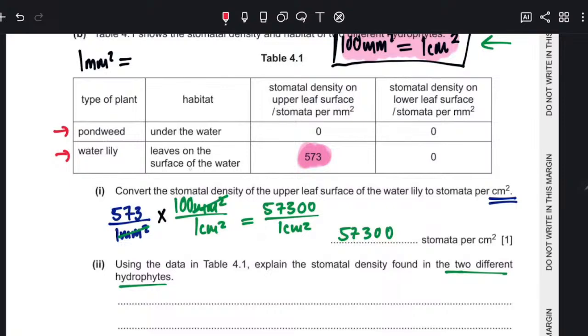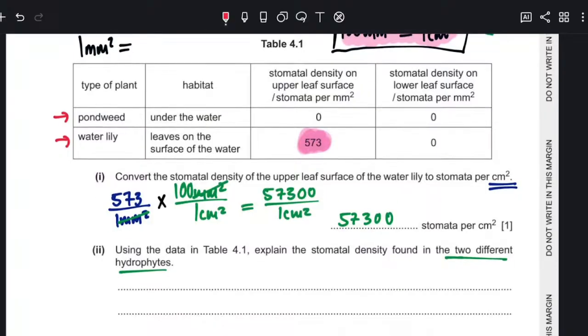Then here, the leaves are on the surface. So this is the habitat where you find it. It's under the water. Here, the leaves are on the surface of the water, so they are floating. Right. So what are we going to have here?